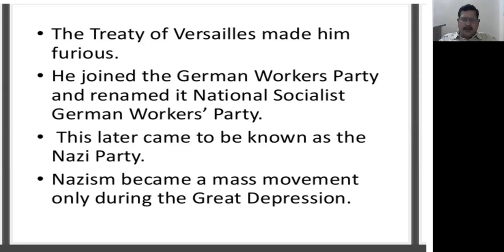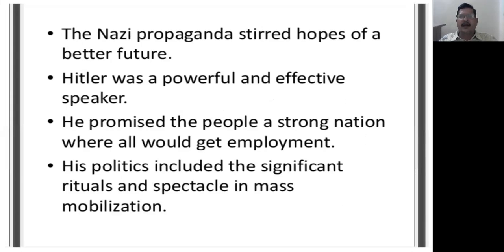Nazism became a mass movement only during the Great Depression. The Nazi propaganda stirred hopes for a better future. People felt that they could get a better future. Hitler was a powerful and effective speaker. When he gave public addresses, people listened to him very carefully and with interest, and they had a lot of hopes that he could do something for the country.